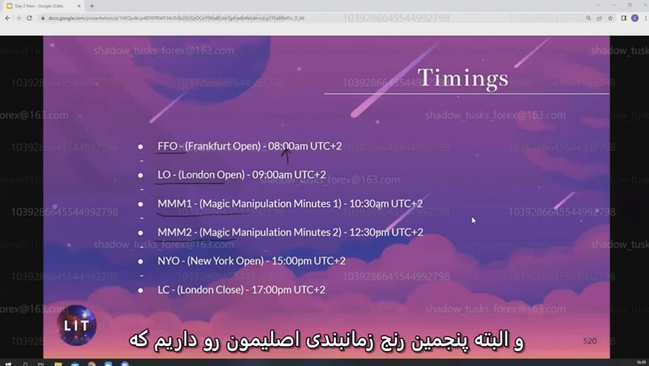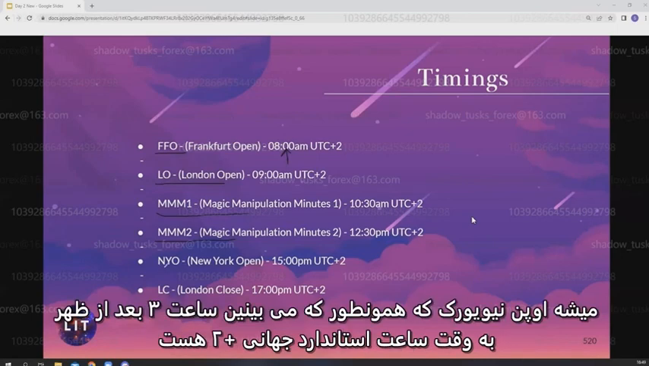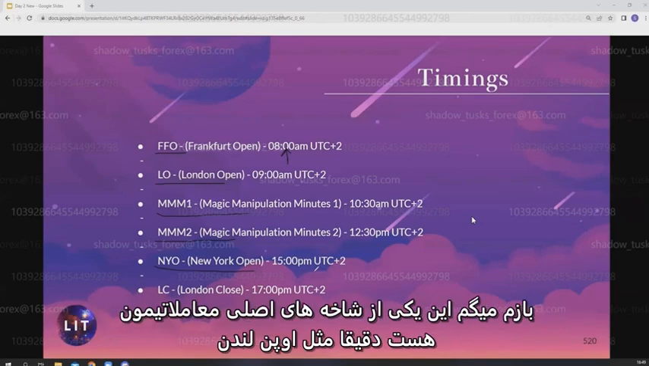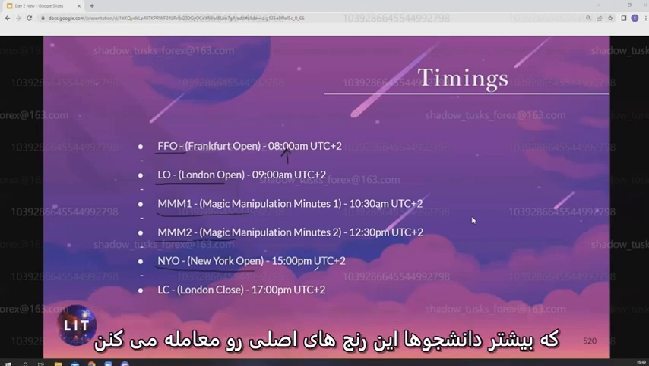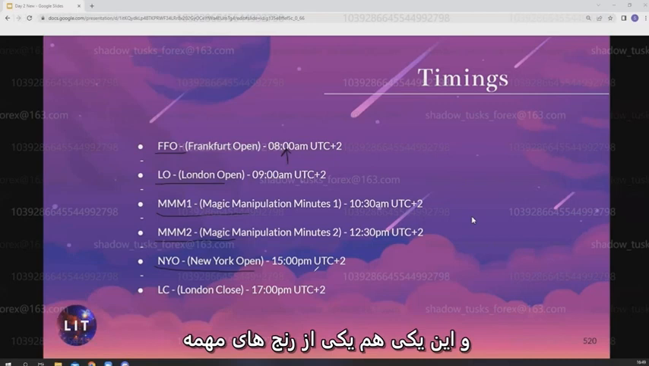And then we have our fifth main session timing, which is New York Open, as you can see, and that is 3 p.m. UTC +2. Again, this is one of our main trading windows, as well as London Open, where the prime sessions are, as well as where most of our students trade. And this is the key one.